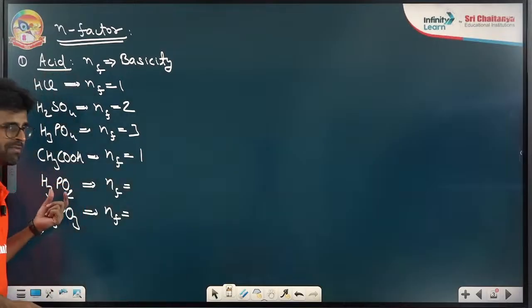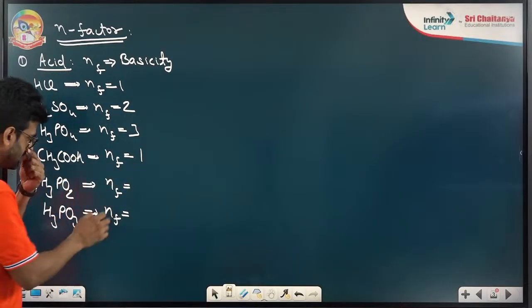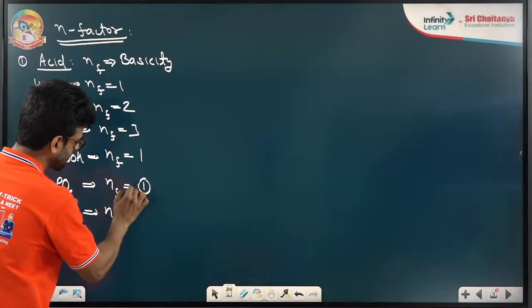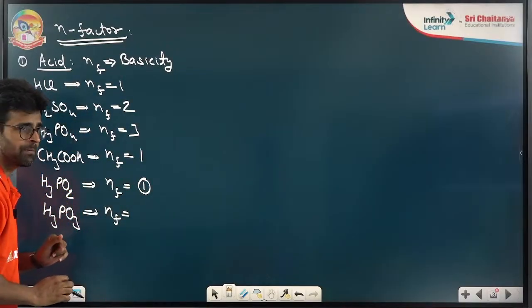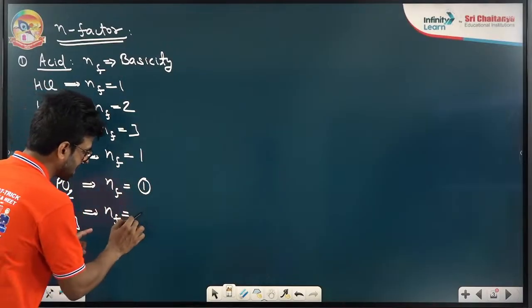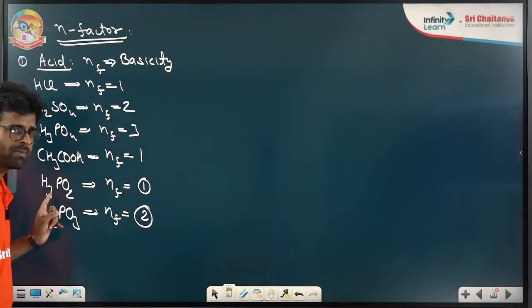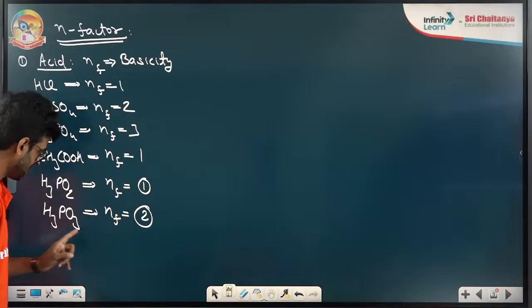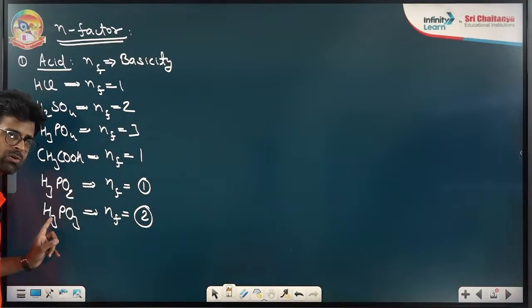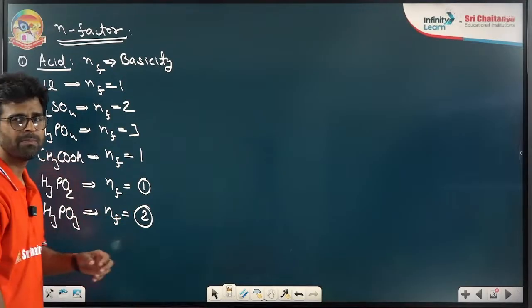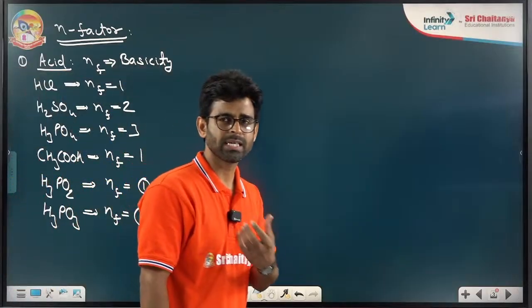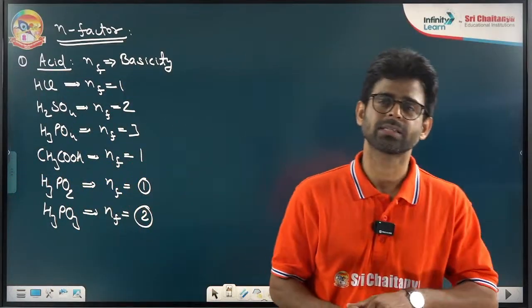Yes, the n factor of H3PO2 is 1 because it can give only one hydrogen. Be careful about it. H3PO3 can give two hydrogens. Even though it has 3 hydrogens, it can give only 2. It depends on the structure actually. These are oxy acids. It depends on the structure.